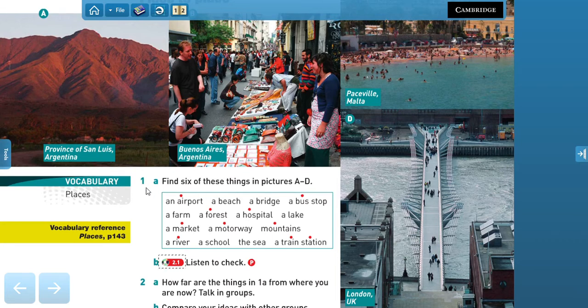Right? So here we have some vocabulary. Let's see. We have an airport, a beach, a bridge, a bus stop, a farm, a forest, a hospital, a lake, a market, a motorway, mountains, a river, a school, the sea, and a train station. So look at the images and try to find 6 of these things in pictures A, B, C, and D.